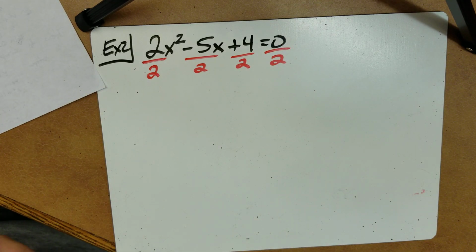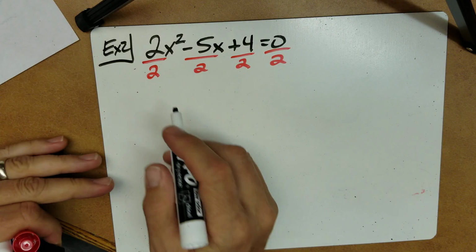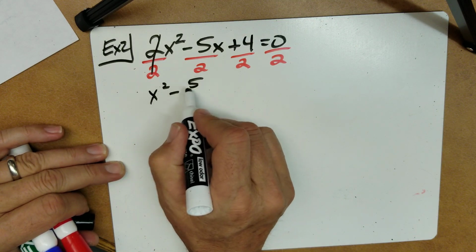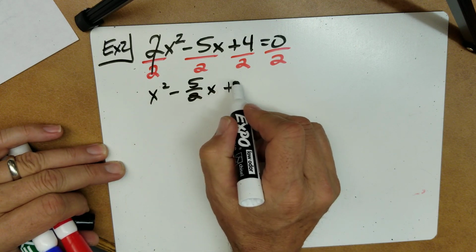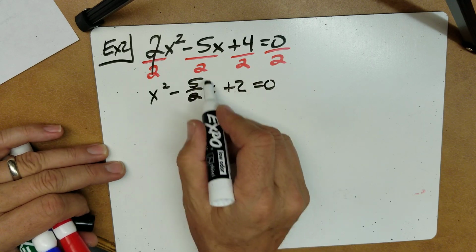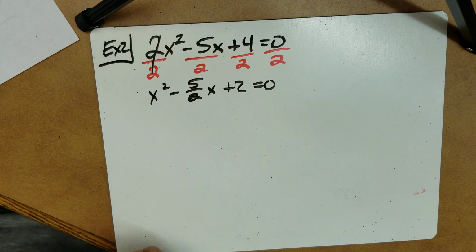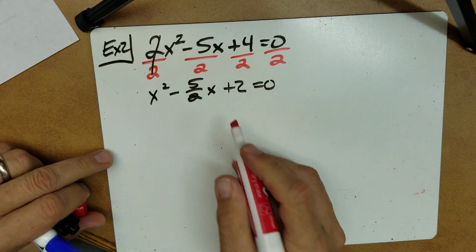We all know that that's just going to be 0, but this is what kind of happens. This goes away. I get this x squared minus 5 over 2x plus 2, and that equals 0. And this is going to cause me a little bit of a problem, but you guys are honors kids. You guys got this.